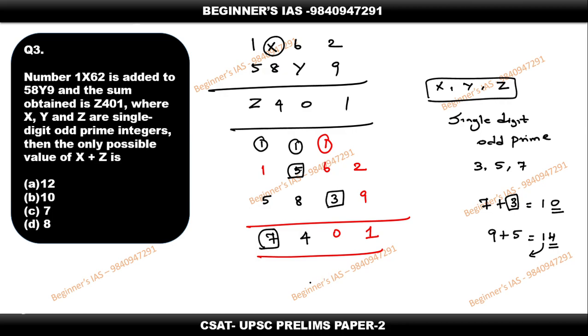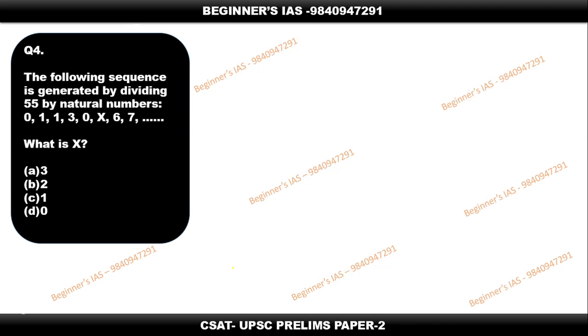After finding this, just write the values. In the place of x, you have 5. In the place of y, you have 3. In the place of z, you have 7. Here the question is you need to identify the sum, that is x plus z alone, which means 5 plus 7, which is equal to 12. Therefore, the answer for this question is A, 12. Hope you all understood this question. Let us move on with question number 4.